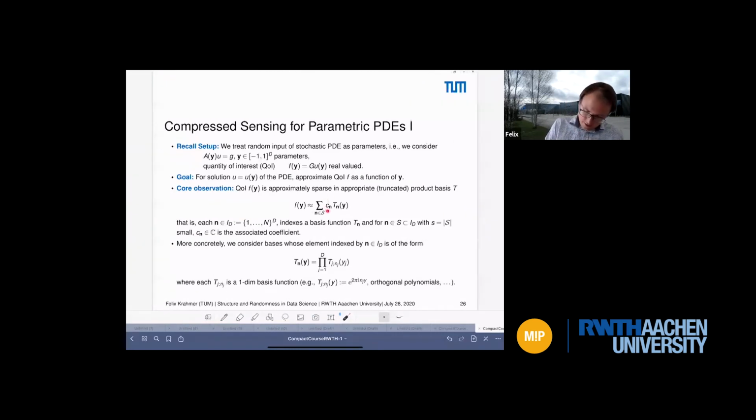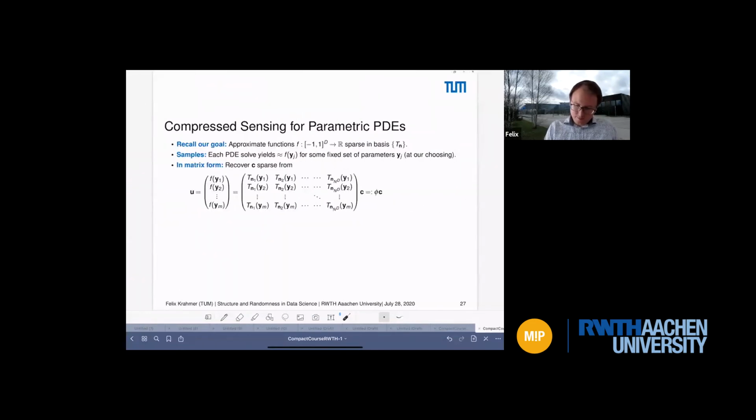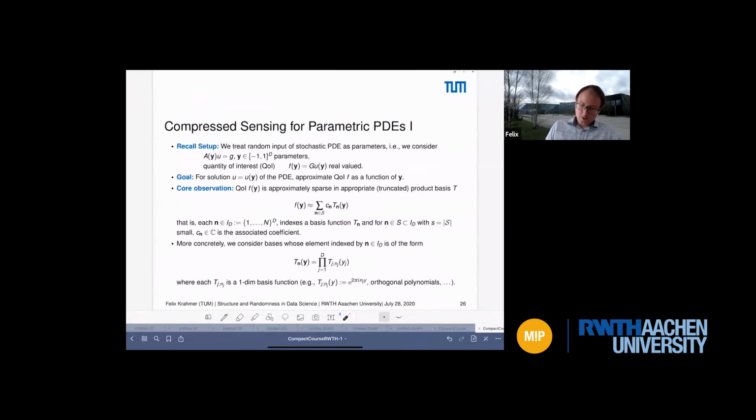Because we said we have this sparse vector here, so we can write it all in a vector, and the vector is such that C1, the first entry, is multiplied with the first T, then the second with the second, and so on. So this is really one row of this matrix multiplied with C, which corresponds to one of these approximate function evaluations.